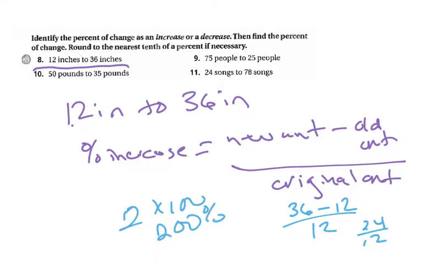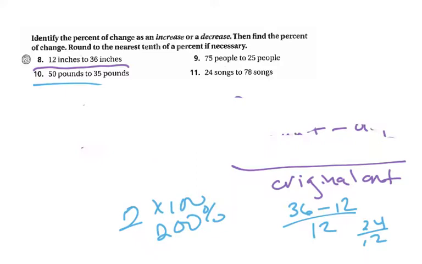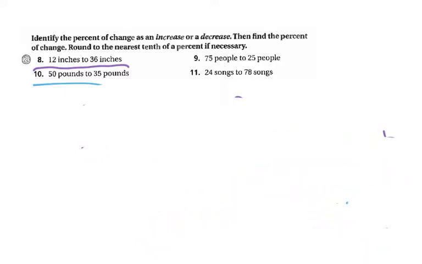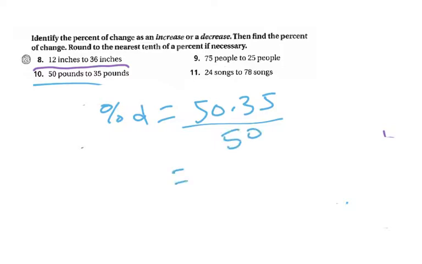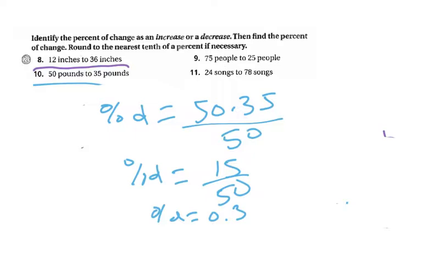Okay? Let's look at number 10. So number 10 here, it's going from 50 pounds to 35 pounds. Well, that's definitely a decrease, right? Because it's going down. So my percent of decrease is going to be equal to 35 minus, oh, I'm sorry, I mixed that up, sorry about that, guys. 50 minus 35 all over 50. So that's going to be equal to 15 over 50. When you pop that in your calculator, you're going to get 3/10. I need to multiply that by 100 for the percentage. So it's going to be a 30% decrease.